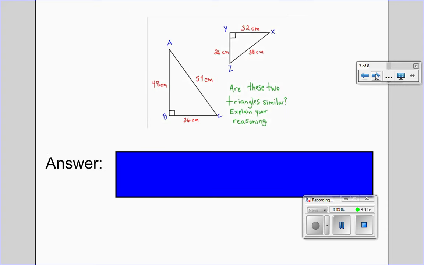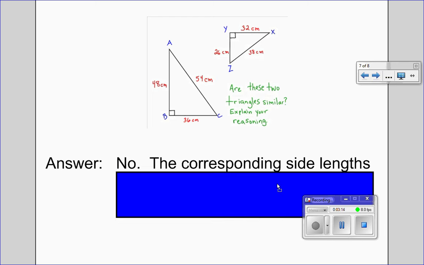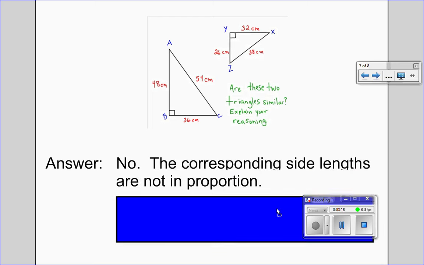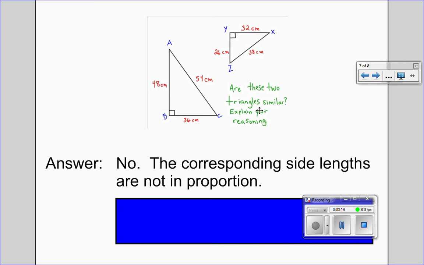Put the video on pause so that you can consider whether these two triangles are similar. All right, let's see how you did here. No, these triangles are not similar. The corresponding side lengths are not in proportion whatsoever.